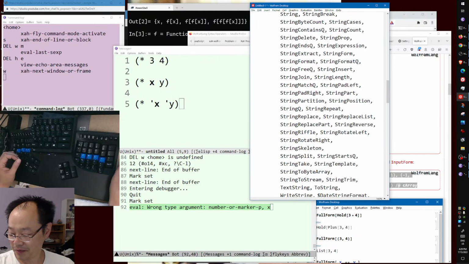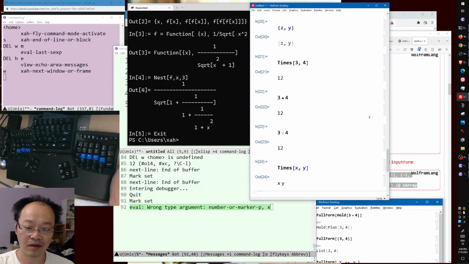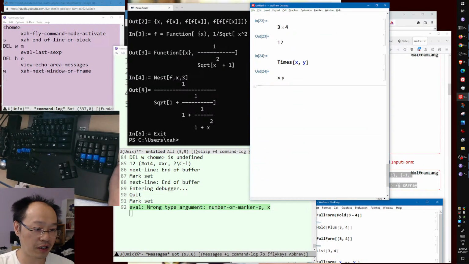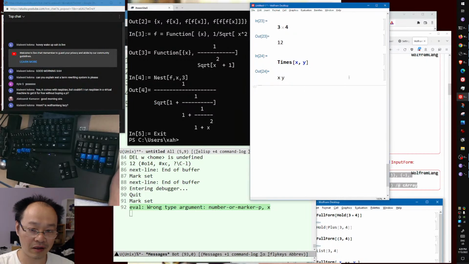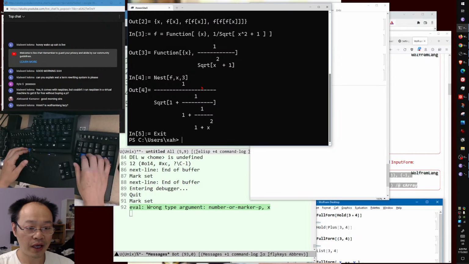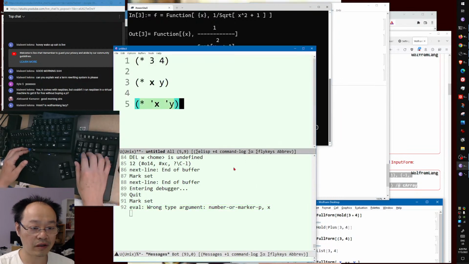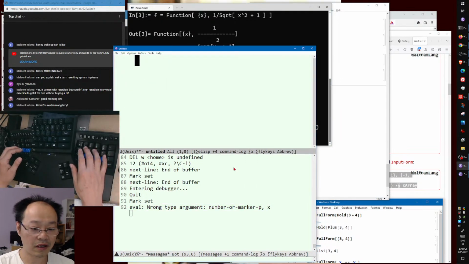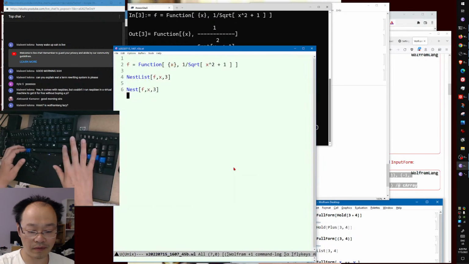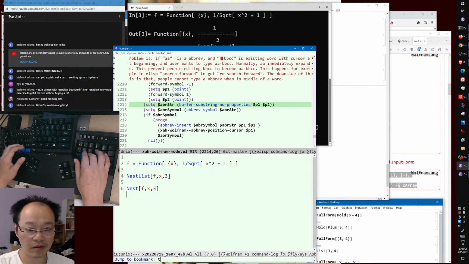So let me talk about pattern matching a little bit. Let me show you the power. What is the advantage of this symbolic thing? For example, let me show you pattern matching. Let's start Wolfram script, okay? And we have done, let's copy that.